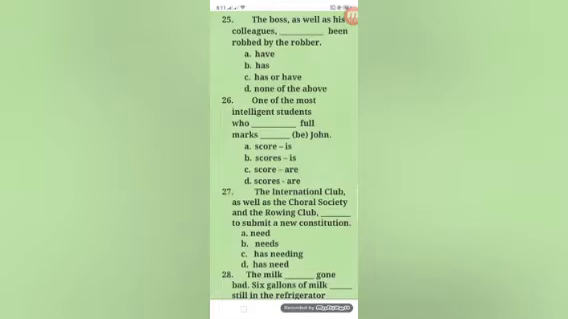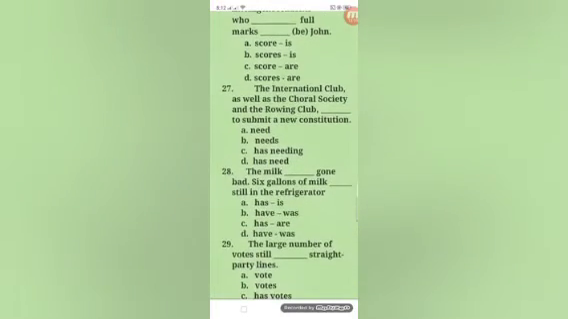26, one of the most intelligent students who scores. Okay, subject here, don't be confused with one and students. Students is just the object of the preposition of. It doesn't affect the subject verb agreement. Take note of that. The subject here is just one, and it's singular, so it takes a singular verb. So you would say who scores. There are two possible answers here, that's B and D, but take note of the second blank. Who scores full marks is John. John is singular, so we have to use is. So the answer here is letter B.